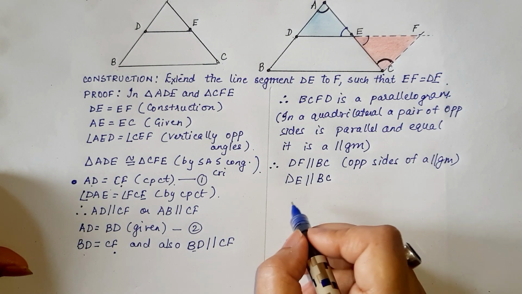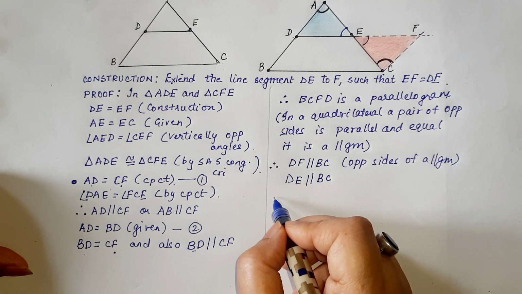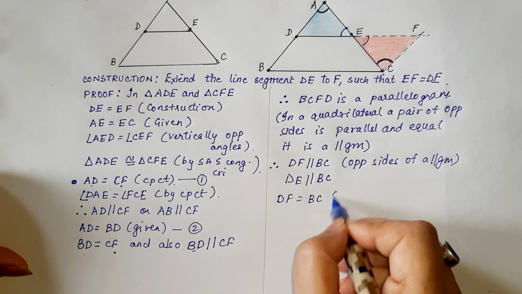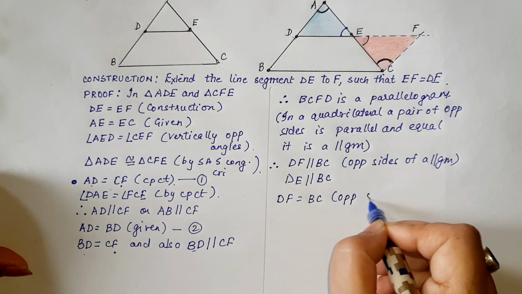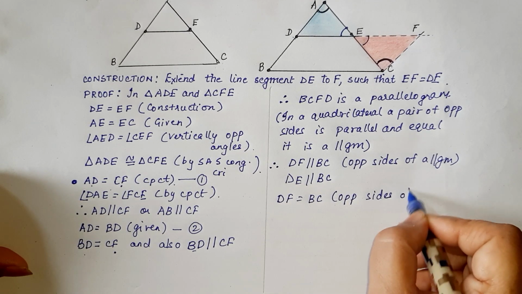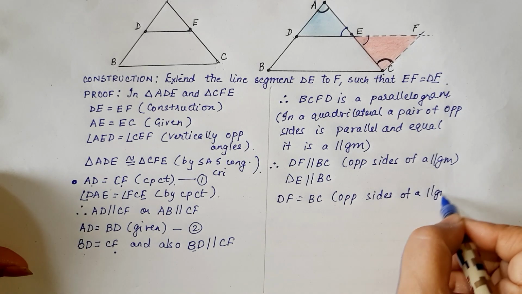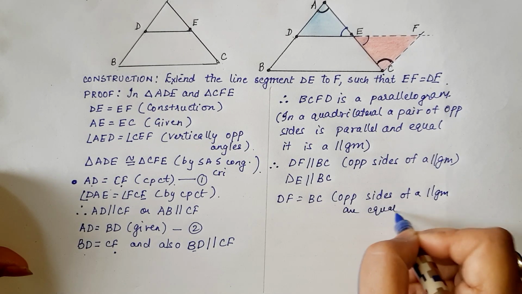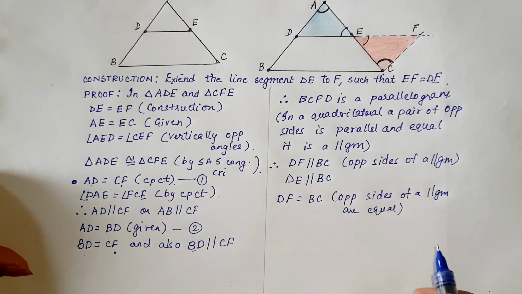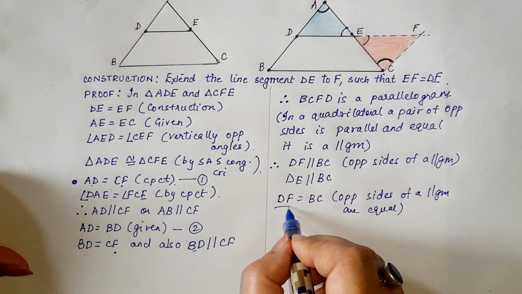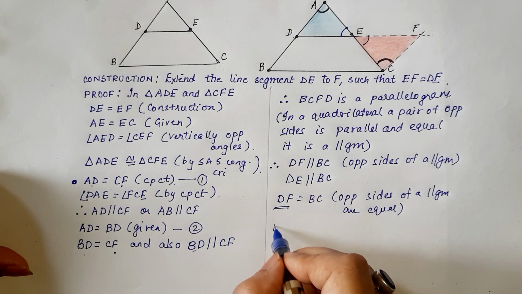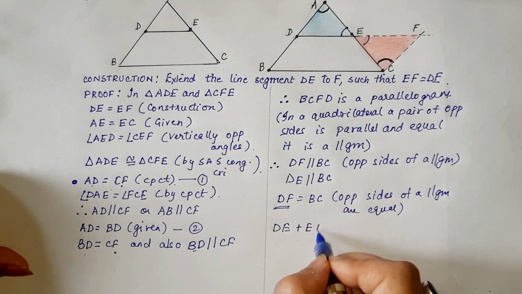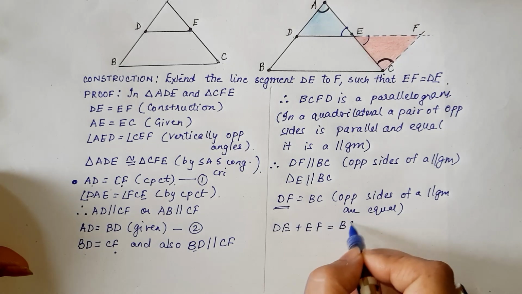Second, we can also say DF is equal to BC. Again, opposite sides of a parallelogram are equal. We are already aware of this property. So DF is equal to BC. And what is DF comprising of? DF is made up of DE plus EF, and it is equal to BC.